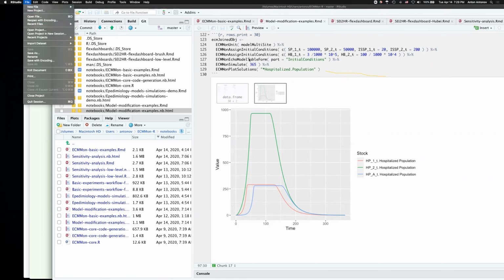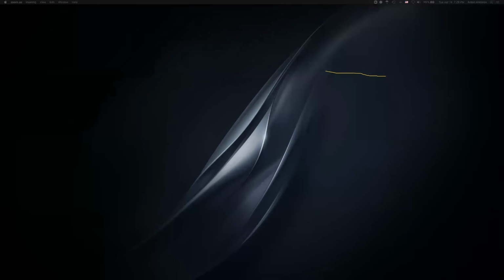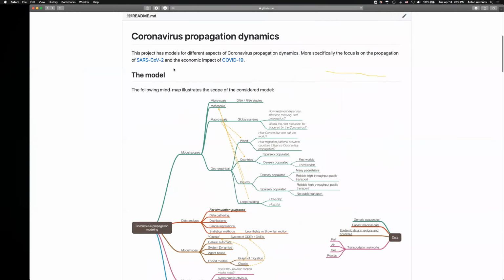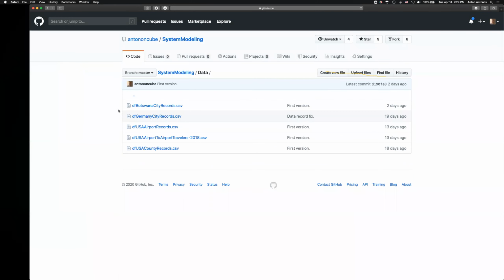I'm just going directly to GitHub, say for New York data, and taking from there what they have. So data curation and massaging is very important. That's why, let me go back to my GitHub here, in this system modeling project I maintain the data I have worked with, Germany, Botswana, and so on.